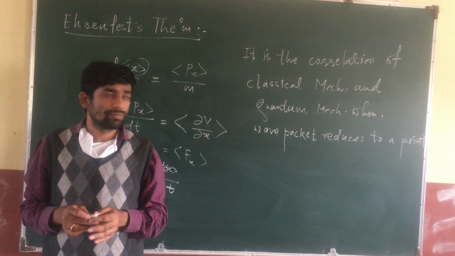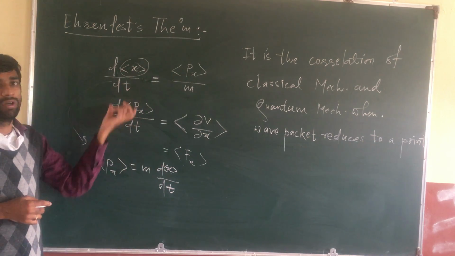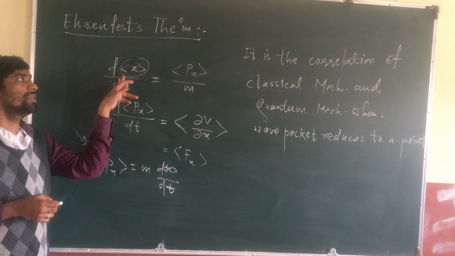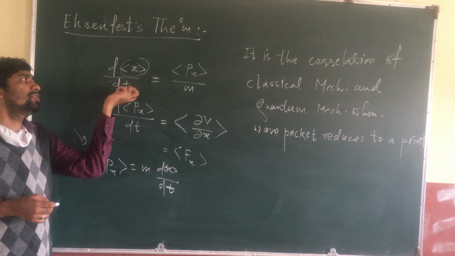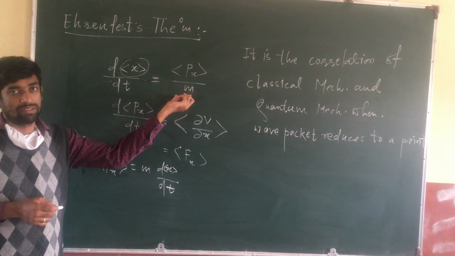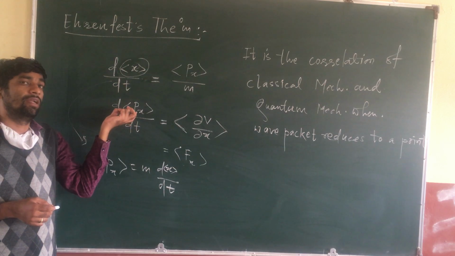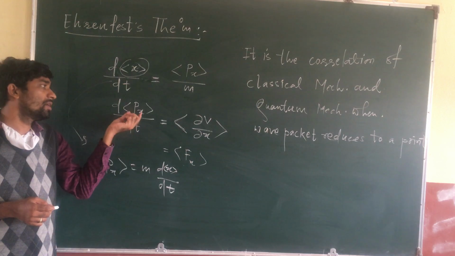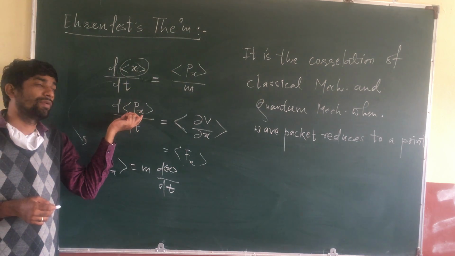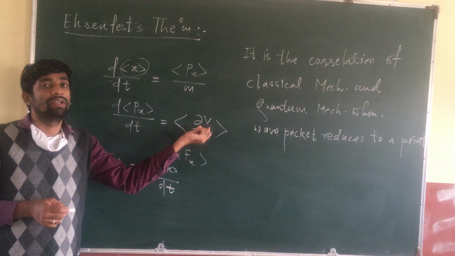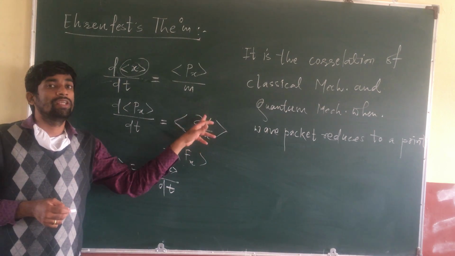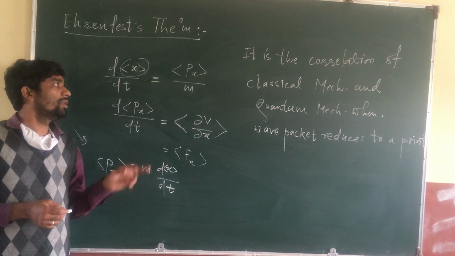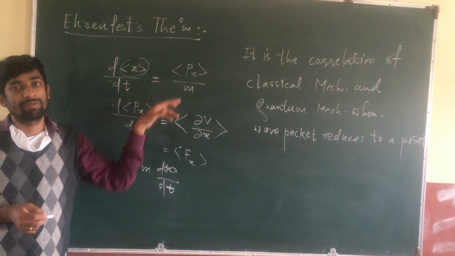Okay, so this is about your Ehrenfest theorem, and what I have to prove is, first of all, that dx by dt should equal the momentum divided by mass, and in the second part, the rate of change of momentum, or differentiation with respect to time of the expectation value of momentum, should equal the expectation value of the differentiation of the potential. So in today's lecture we are going to derive the first part only.